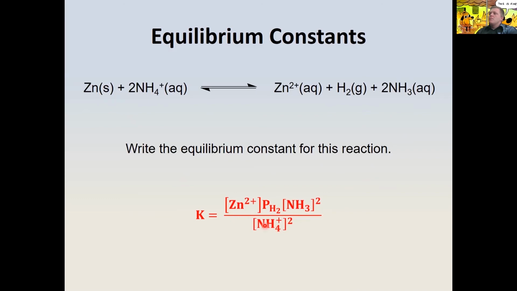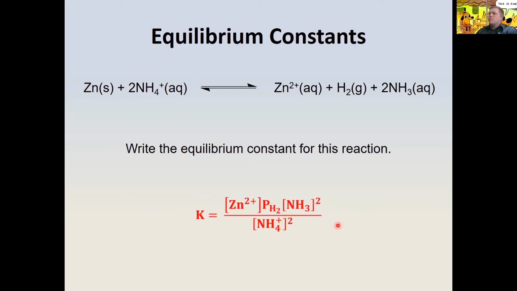And then on the bottom, you'll notice we didn't put zinc down here. Why did we not include zinc as a reactant in this equation? The answer is because zinc is a solid, and solids don't go into equilibrium constants. So we just have the ammonium ion concentration on the bottom here raised to the second power because of this 2 coefficient in the equation.